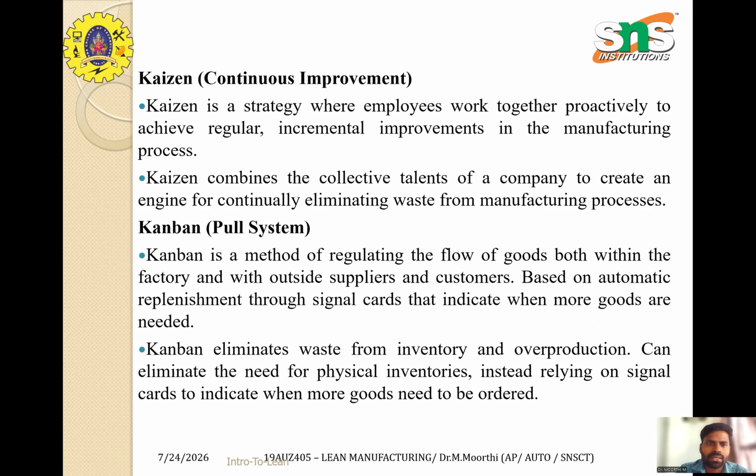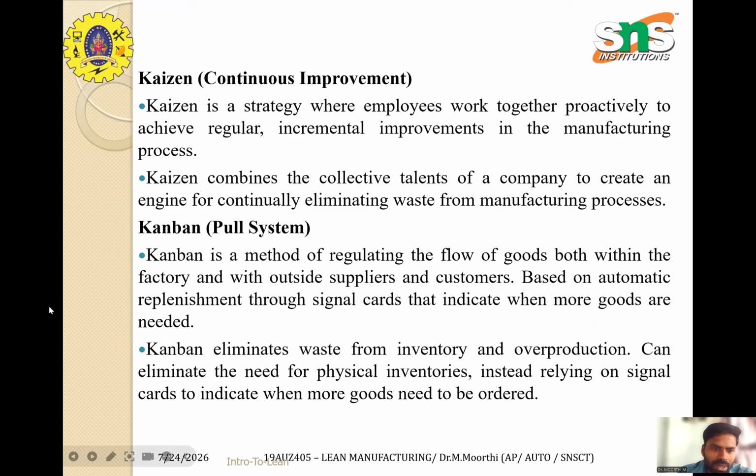Next one is Kaizen. Kaizen is one of the techniques followed in the industry to make continuous improvement in the process or industry. And next one is Kaizen's companion, the Kanban. Kanban is more related to the process followed in the industry, whereas Kaizen is about how and in what way we improve the overall process by means of continuous improvement.